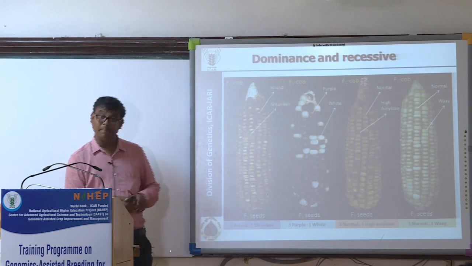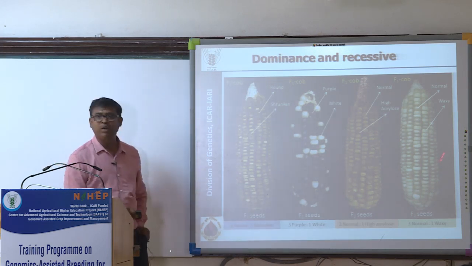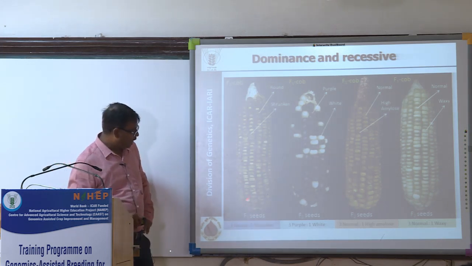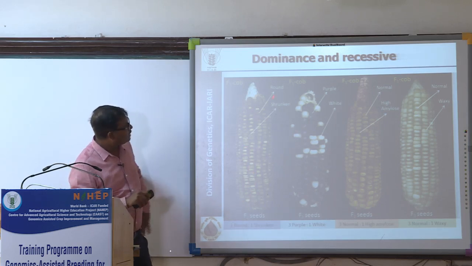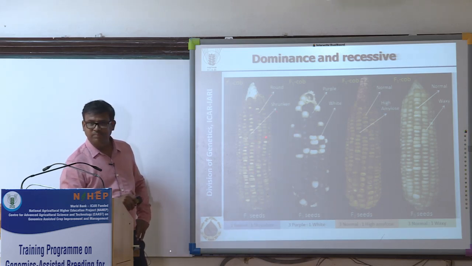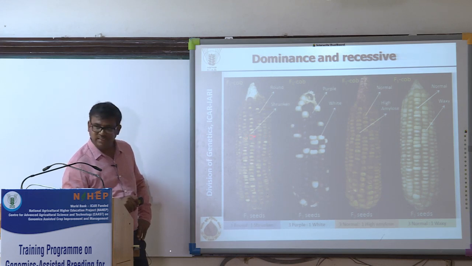Now look here, there are many examples. These are all F1 cobs, seeds are F2. Here it is normal versus shrunken. It is very clear, these are the shrunken seeds. It is again segregating 3:1.